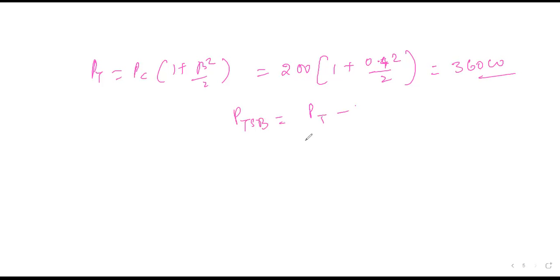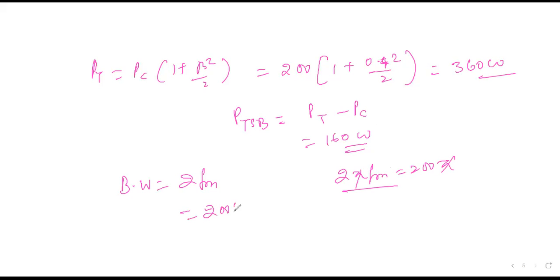Total sideband power is PT minus PC, this is 160 watt. Got it? Bandwidth is what? Twice of FM, that is 2 pi FM equal to 200 pi. Twice of FM is 200, this is 200 hertz. चलिए, क्लियर है सबको?